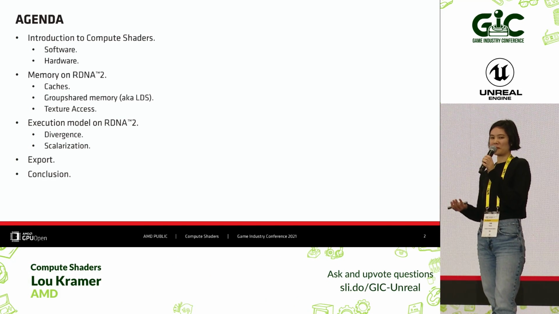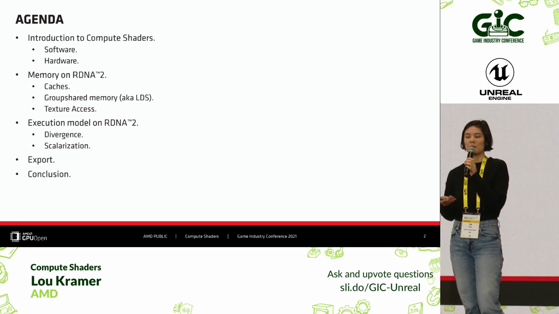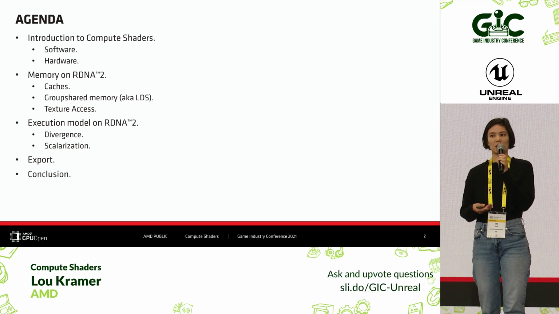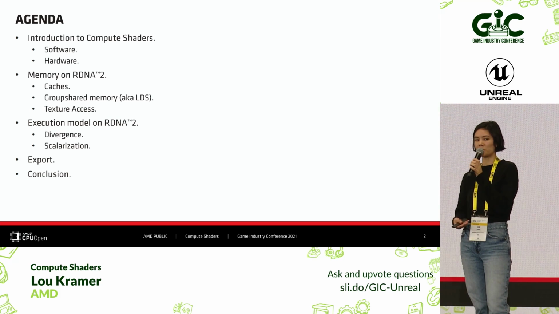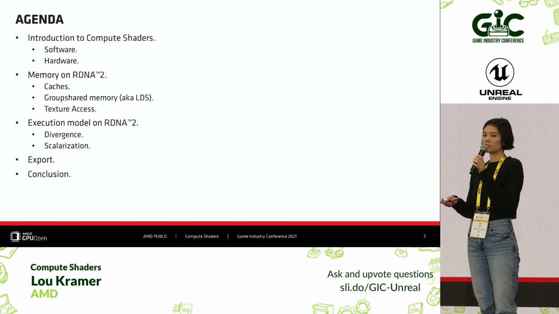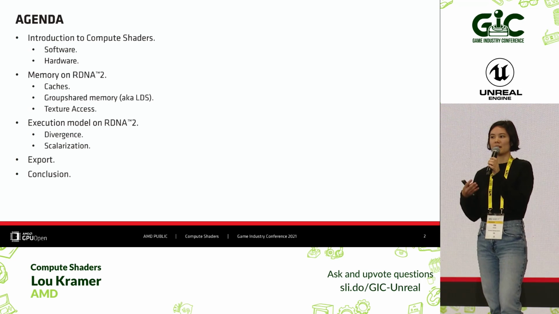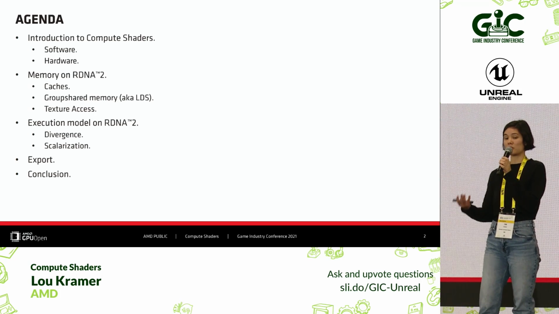Since I'm from AMD, I will focus on the RDNA 2 architecture, but the main concepts about how shaders get executed on GPUs are not specific to RDNA 2. There are some tweaks that I will highlight that are mostly specific to RDNA 2, but most of the knowledge I will talk about today is transferable to other GPU architectures.